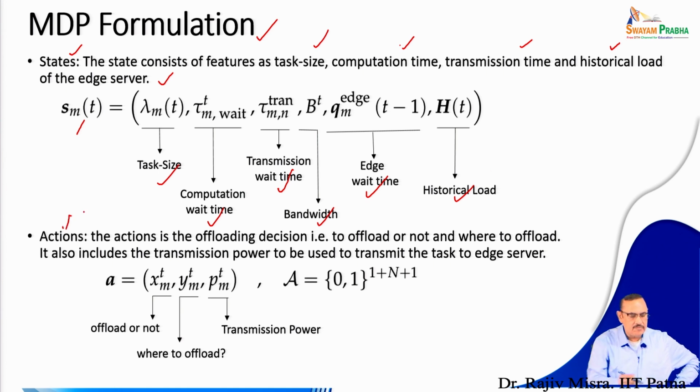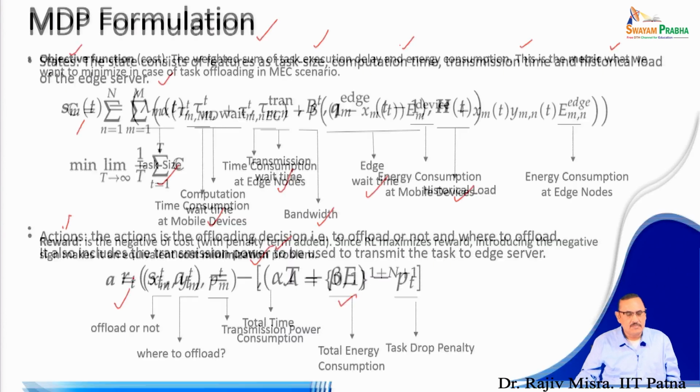Now, the action is the offloading decision, whether to offload or not. It also includes the transmission power to be used to transmit the task to the edge server. So, here you can see that this particular action, whether to offload or not, and the transmission power is expressed over here. The action is 0 or 1, 0 means not to offload, 1 means to offload, and this action is given by xt, xm, ym and ptm. Ptm is the transmission power, y is where to offload, and x means whether to offload or not.